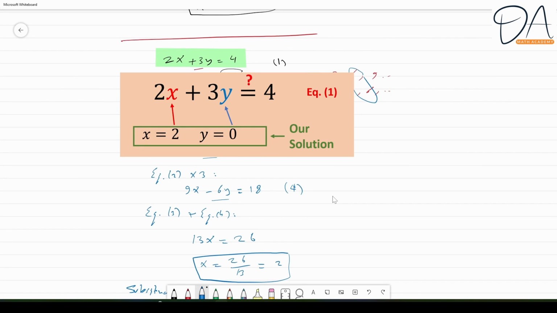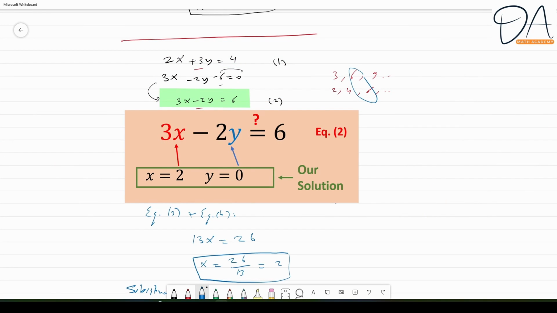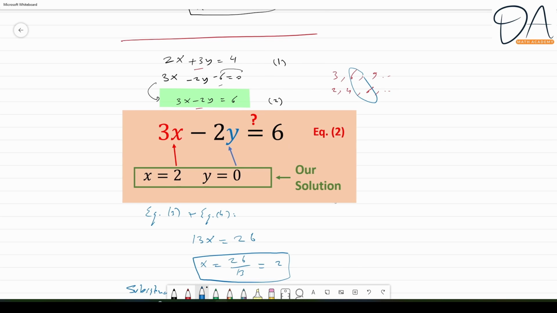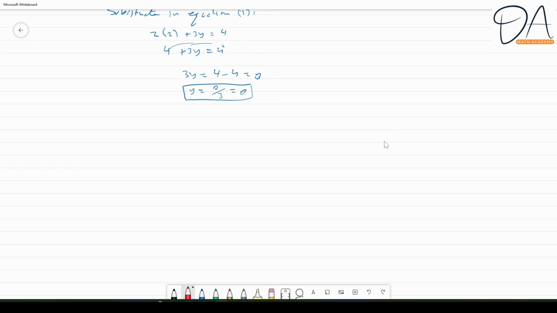So we'll get 4, which is equal to the right-hand side. Similarly, 3 times 2 will give you 6, minus 2 times 0, that will be 0. So we'll get 6 minus 0, which gives you 6. So again, the second equation is satisfied. Okay, so let's look at another example.